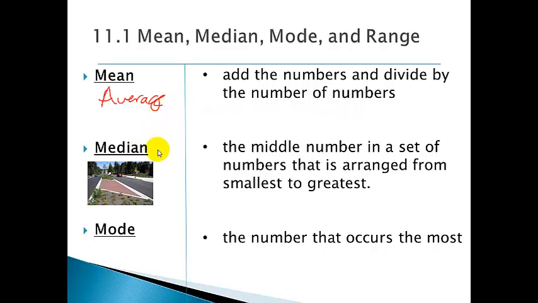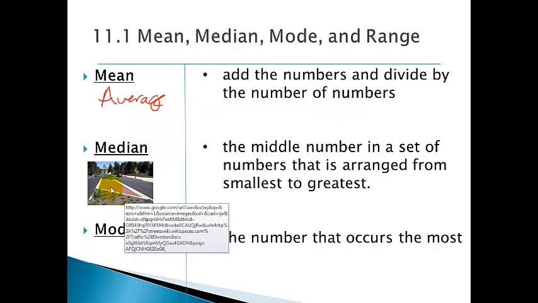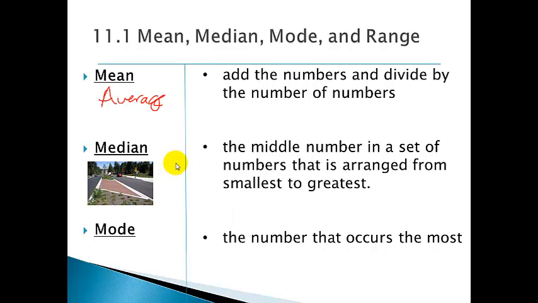Your median, I like to think about that as the middle. This is what we would call a median in a road. And you'll see that now that you know, you can drive by with your family and say, oh, that's called the median. So it's the middle number in a set of numbers that is arranged from smallest to greatest. And that's the most important thing that you want to do when you get a set of data, you always want to organize it in some way. And the best way to organize it is from least to greatest.